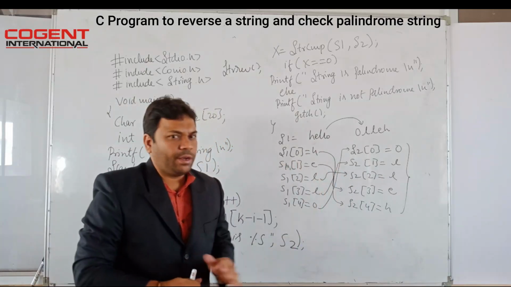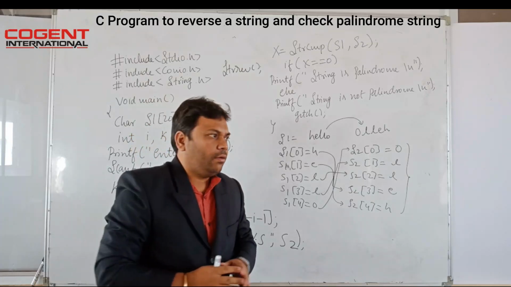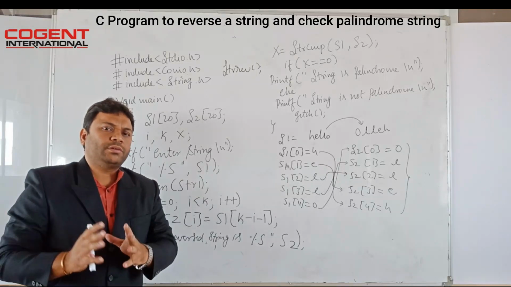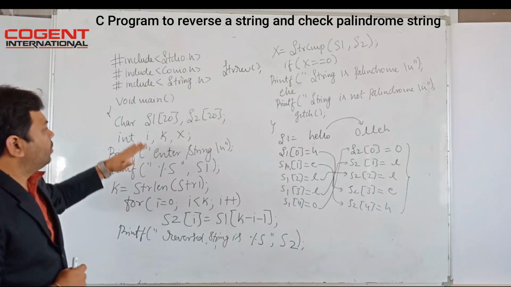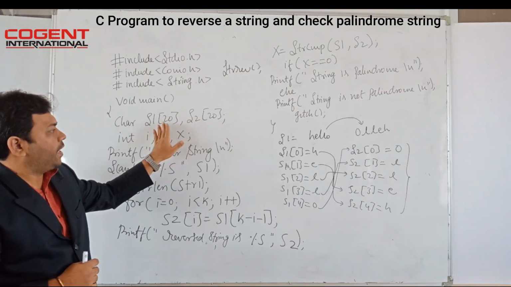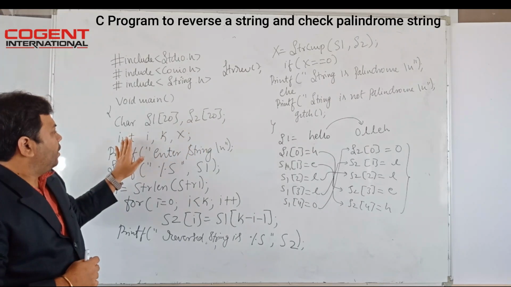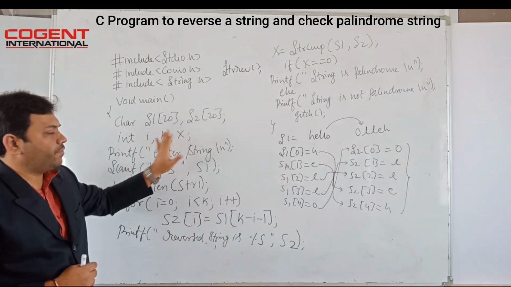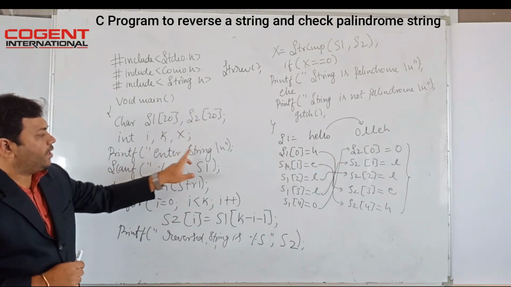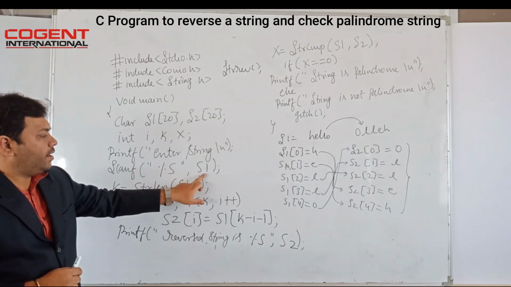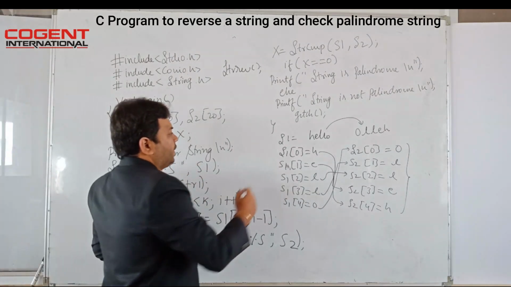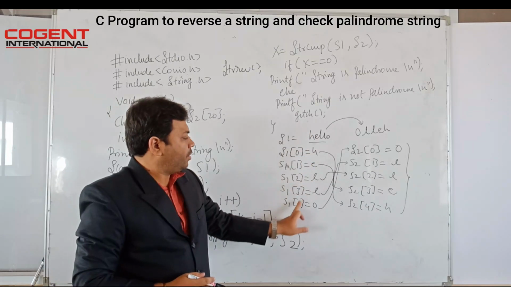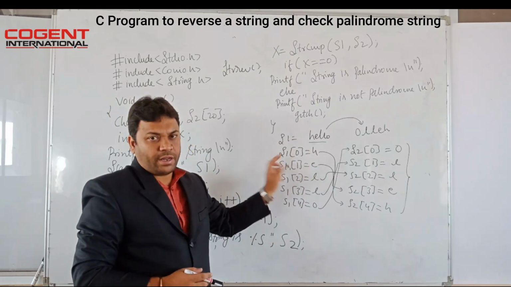So this is the logic behind reversing the string. Now let us understand a C program to reverse the string without using the inbuilt function. Two strings I'll declare here, s1 and s2. Then three variables I'll declare as i, k, x. Later we'll see the usage of these variables. Then printf enter the string. The first string I'll read is s1, that is hello, and this hello is stored into the locations of s1.